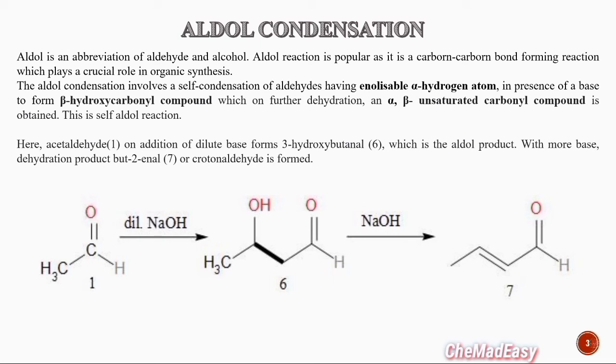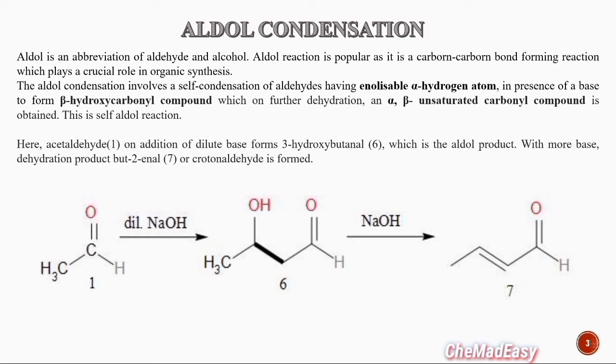One more thing to say: you can stop the reaction at number 6 if you use dilute sodium hydroxide, a dilute base. Sodium hydroxide is the general one, but we can also use potassium hydroxide, baryta, anything. But if the base is dilute, it doesn't go for dehydration. Basically, structure 6 on dehydration gives structure 7. The carbon flanked between the aldehyde and the OH has a hydrogen, and the OH gets eliminated, so water is eliminated and we get number 7.